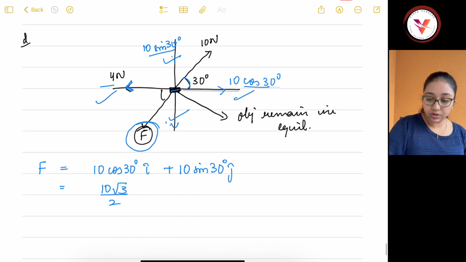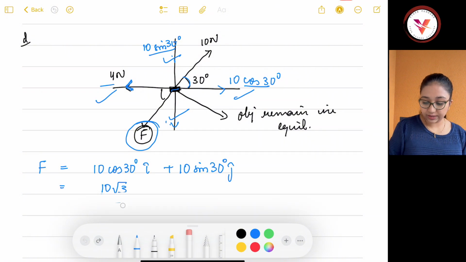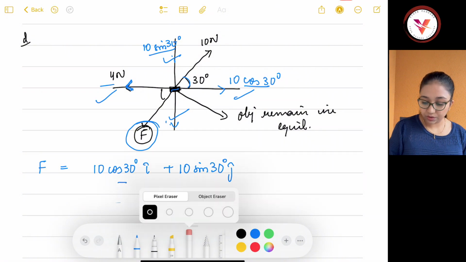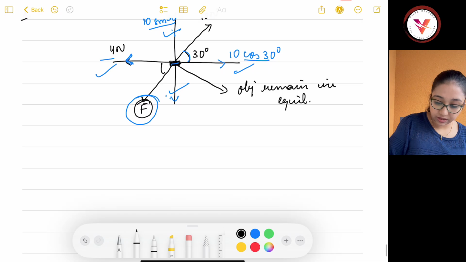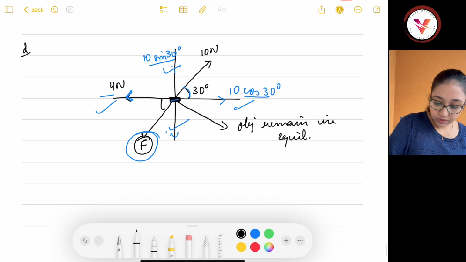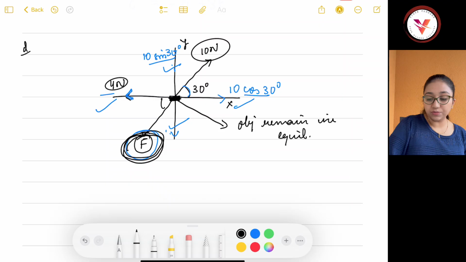Okay, so that was the last question which we were doing yesterday. So we'll continue from here only. There was a condition in which a block is placed here at the origin of a Cartesian plane xy, and there were three forces acting on it: 10 Newton, then 4 Newton, and this F force. And they were asking what should be the value of this force F so that the object remains at equilibrium, which is placed at origin.